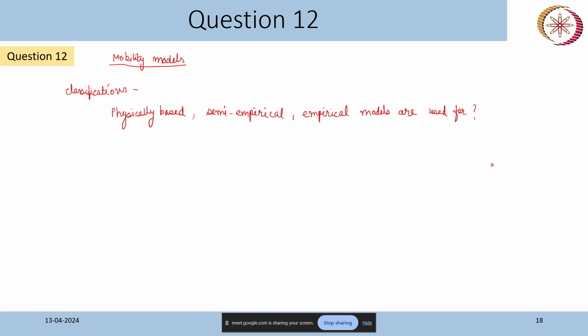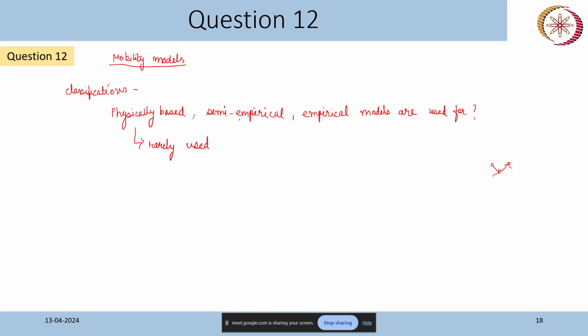You know that the carriers will be scattered, they will go in different directions. So overall mobility modeling using physics based method is rarely used. And if we try to actually model mobility using a completely physics based model, it may not agree with the experimental data.